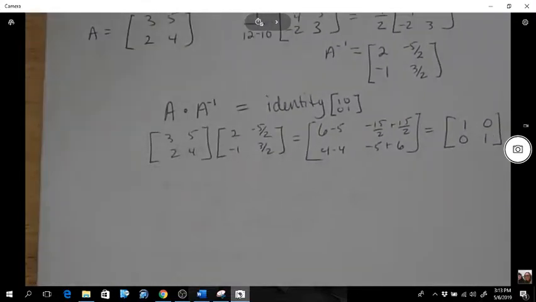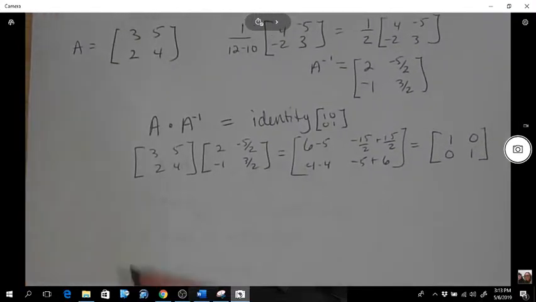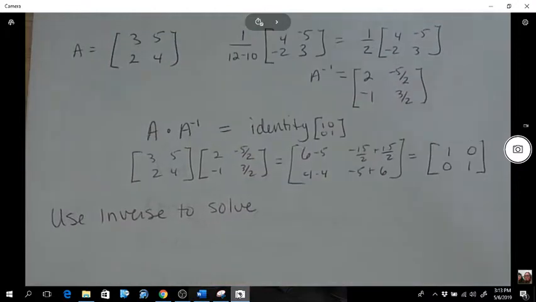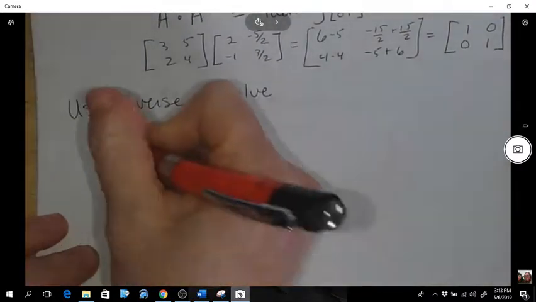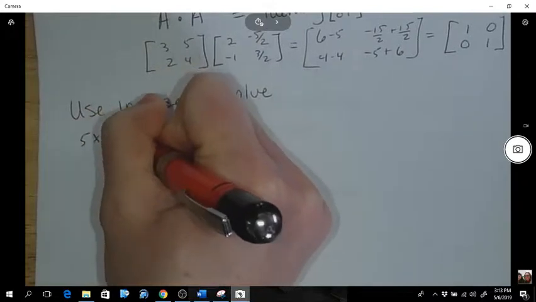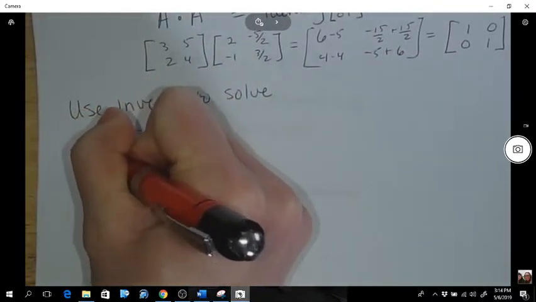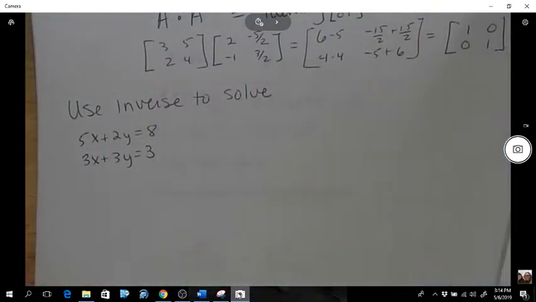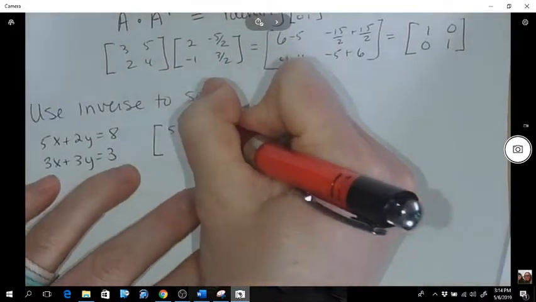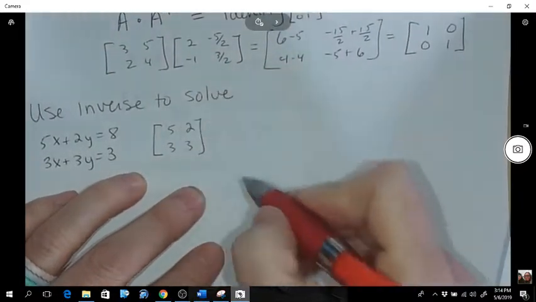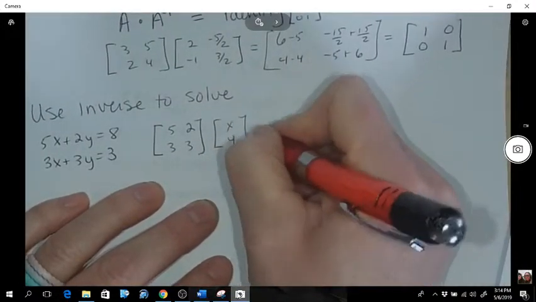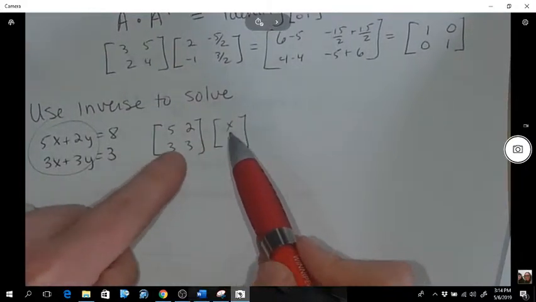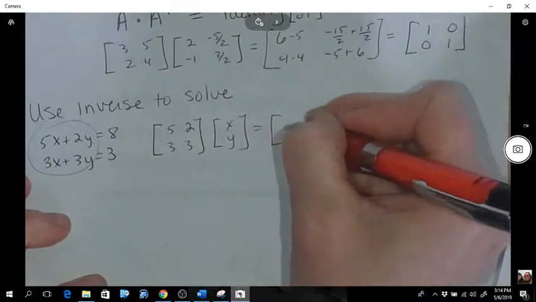Okay, so how can we use this to solve? I'm going to give you a system. 5x plus 2y equals 8, and 3x plus 3y equals 3. I'm going to rewrite this as a matrix like that times an xy. Do you see how this would multiply to 5x plus 2y, 3x plus 3y? And it's going to equal 8, 3.